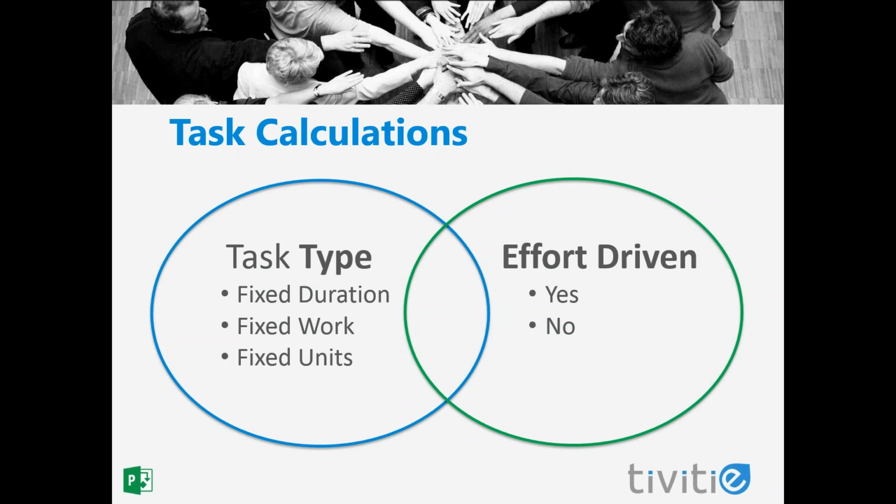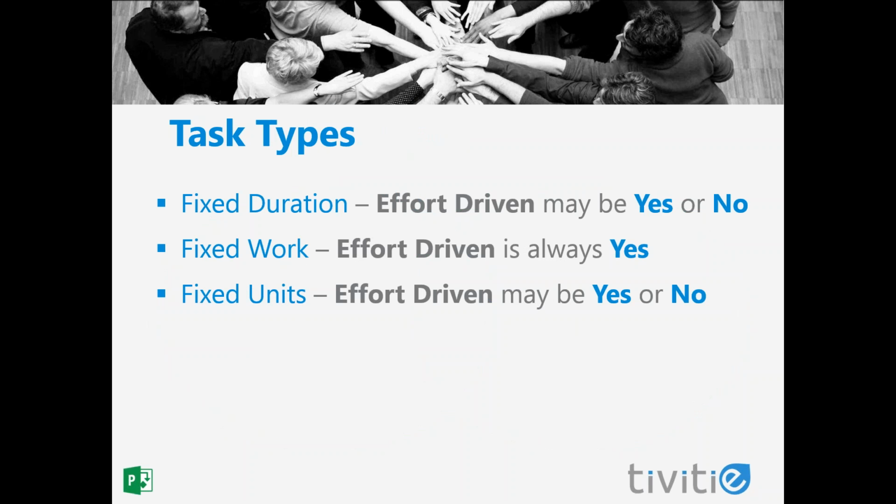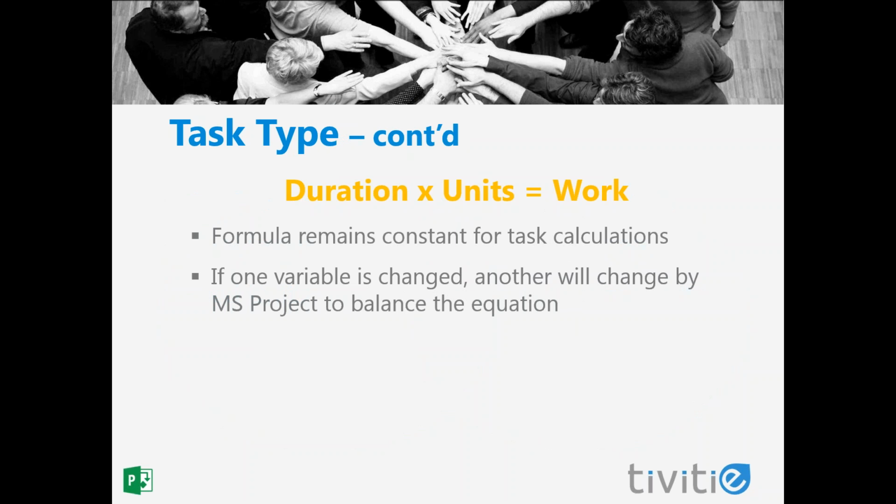Now, as I mentioned, today I'm introducing some of the concepts surrounding work from an estimating perspective. We're going to look at the results of using various task types and effort-driven combinations. Tomorrow we'll go into the details. This slide just shows the combinations of those 2 fields that are available. So fixed duration and fixed units can have the effort-driven flag set to either yes or no. Fixed work will always have effort-driven set to yes. Project will not allow you to set that to no.